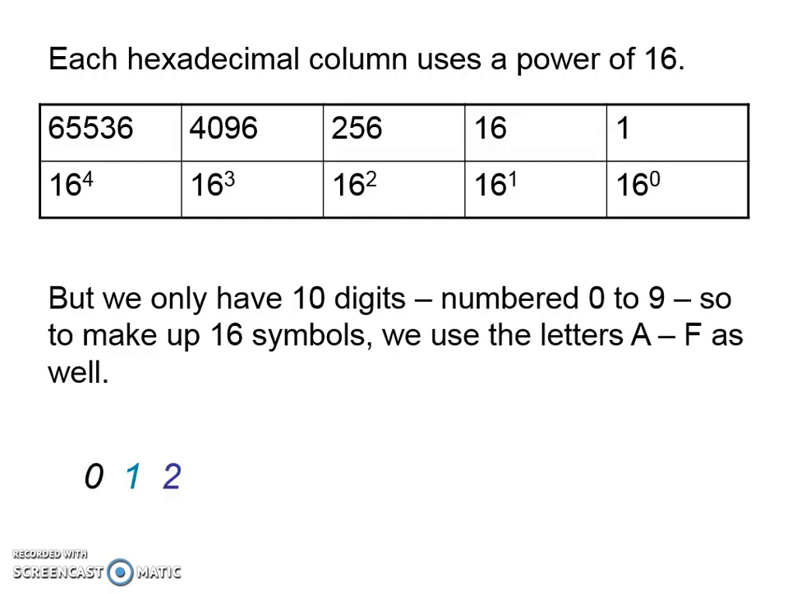Now, since we only have 10 digits, we only created 10 numbers when we started building up our decimal system. So instead we use letters to represent the additional 6 digits that we need. So our 10s are in fact A's, our 11s are B's, 12s are C's, etc.